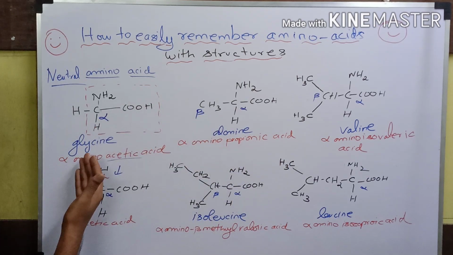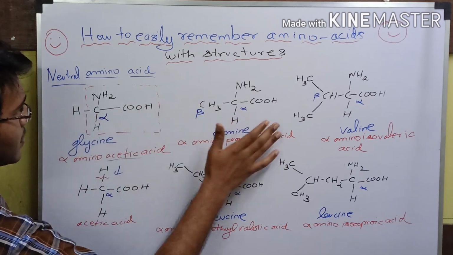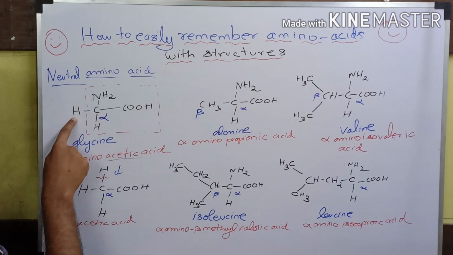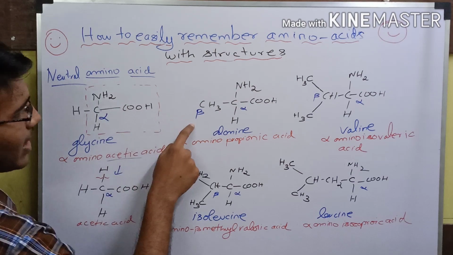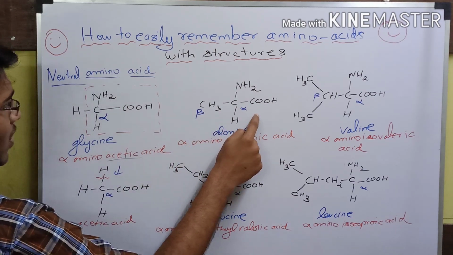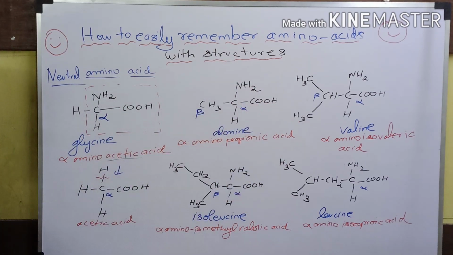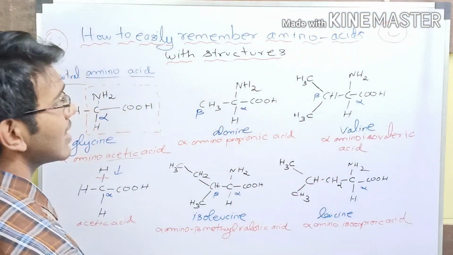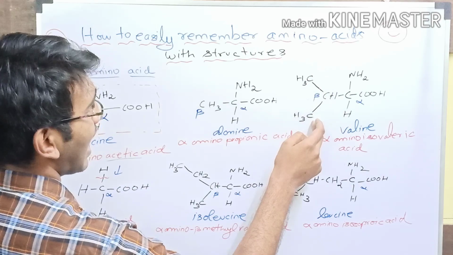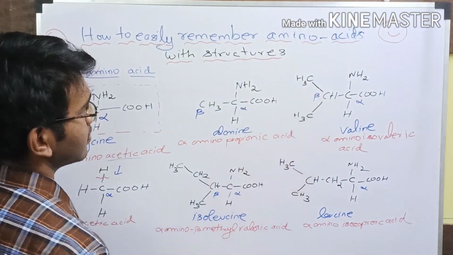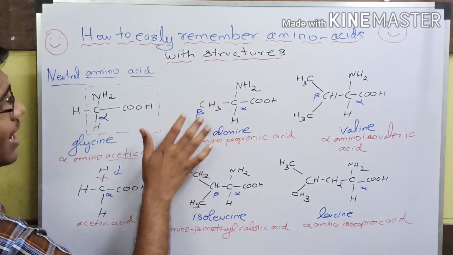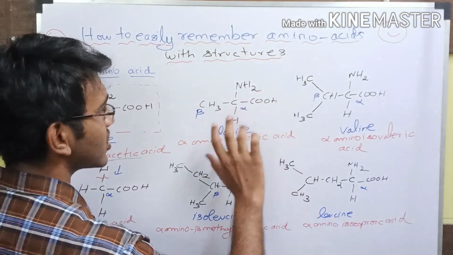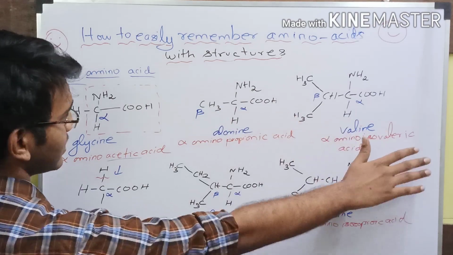Based on the structure of glycine, the difference between alanine and glycine is only the methyl group. Here we have hydrogen attached to the alpha carbon, but in alanine we have a methyl group attached to the alpha carbon. So we are clear with two structures. Now move to the third structure, valine. Valine has two methyl groups attached to the beta carbon. Here there is no methyl group attached to the beta carbon. This is the difference between alanine and valine. So based on this, you can remember these three structures.